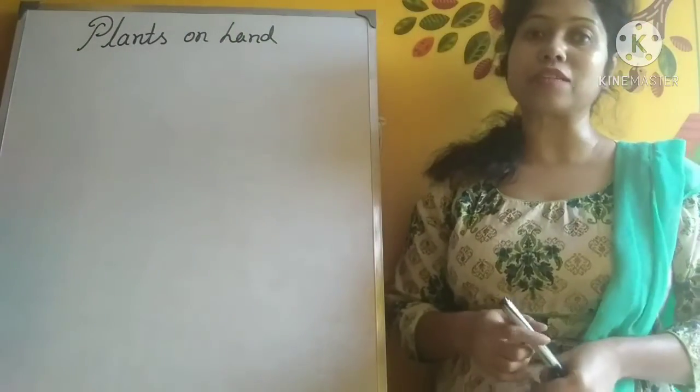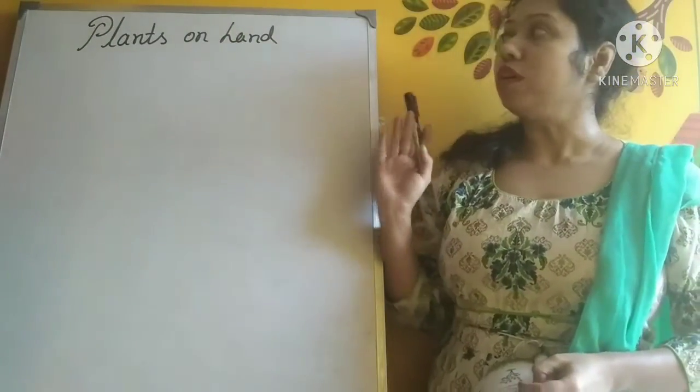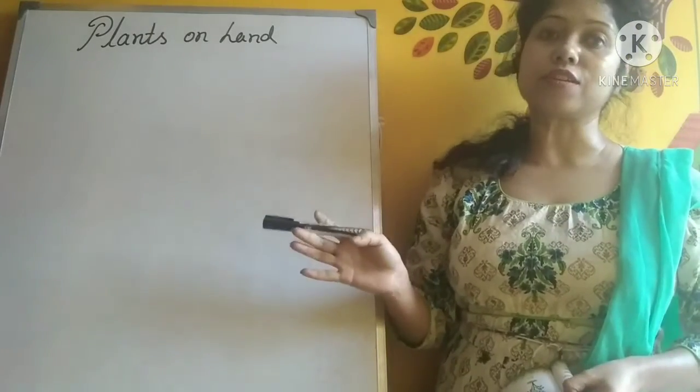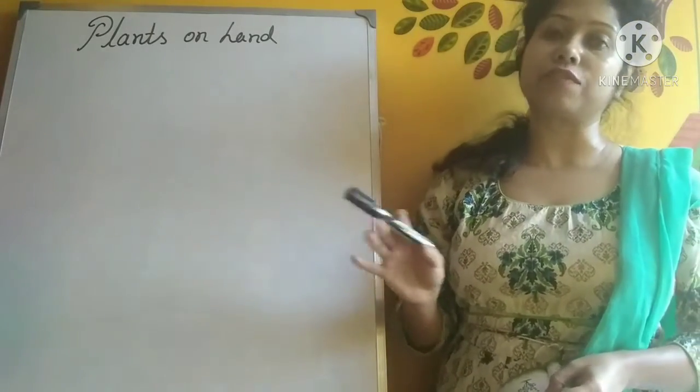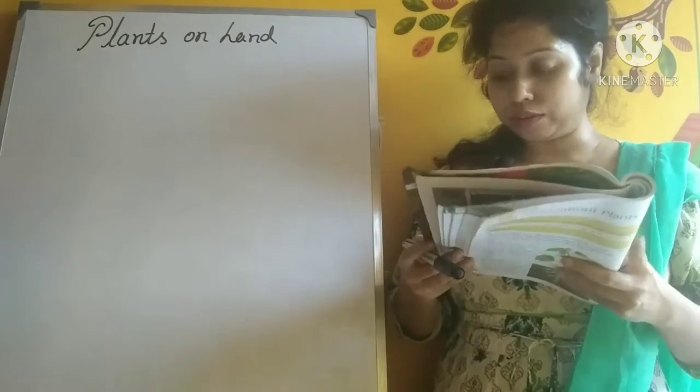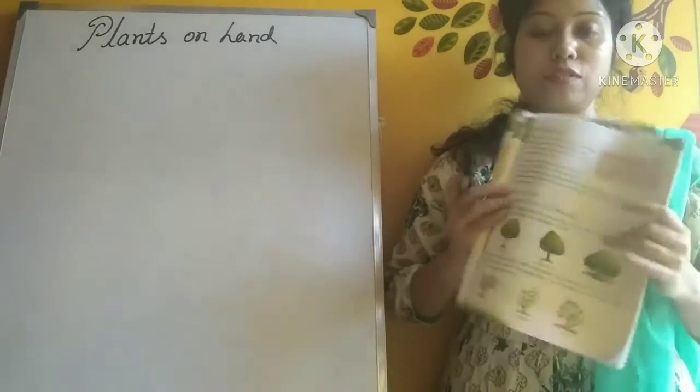Once we are done with the parts of a plant, we are now going to study plants on land. So the different types of plants that we can find on the land. Look at page number 79. We are going to start from here.